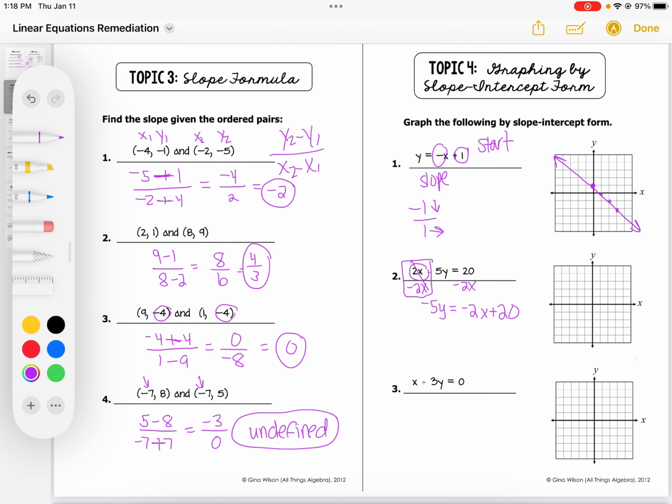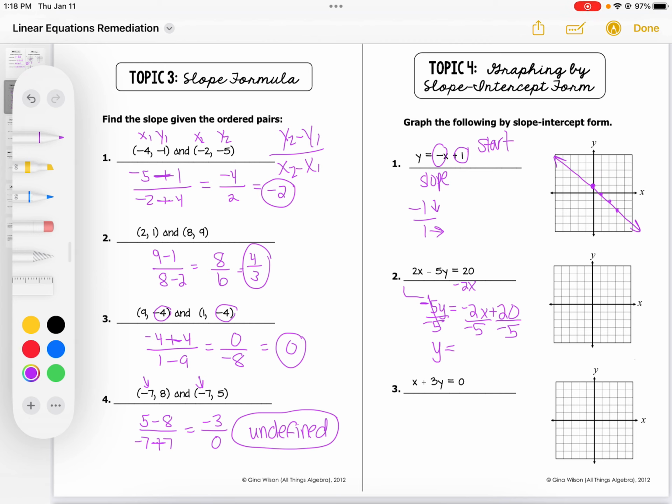Some of you are having difficulties with that. This ends up being -5y because there was a negative symbol right here in front of that 5y. That means it's a -5y left over. To get rid of that -5, we divide everything by -5. Some of you are forgetting to do that. You have to divide every single thing in an equation by that number you're choosing to divide by.